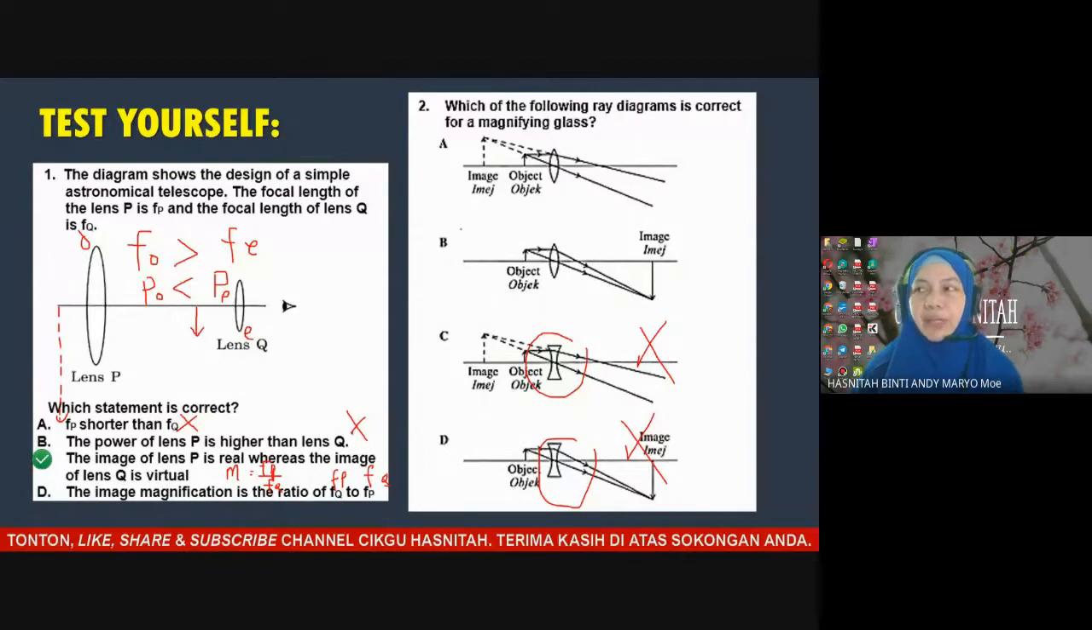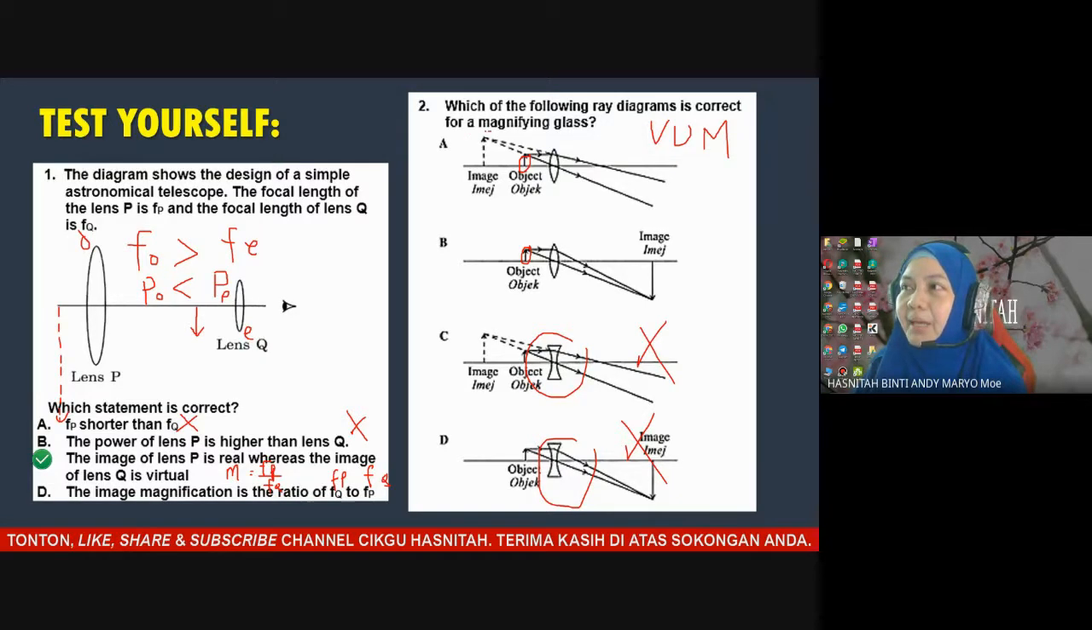So which one, students? What is the characteristic of the image formed by a magnifying glass? It is virtual, upright, magnified. Are you sure? Virtual, upright. This is our object. Virtual means it is formed on the same side. Which one is formed on the same side, A or B?